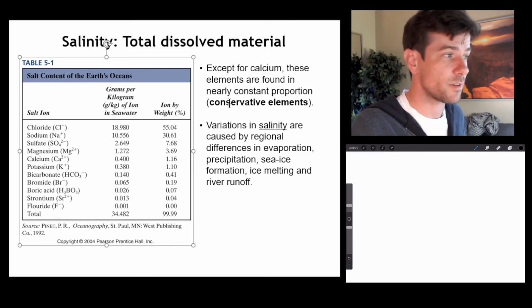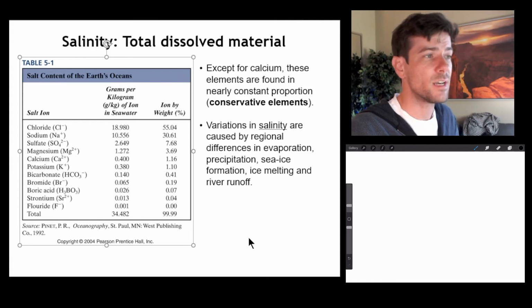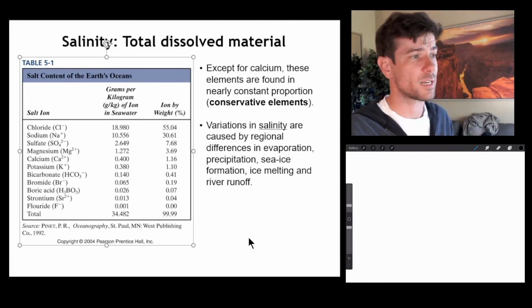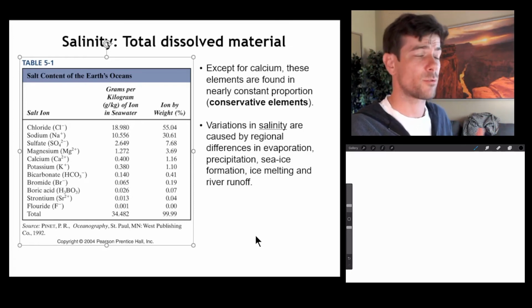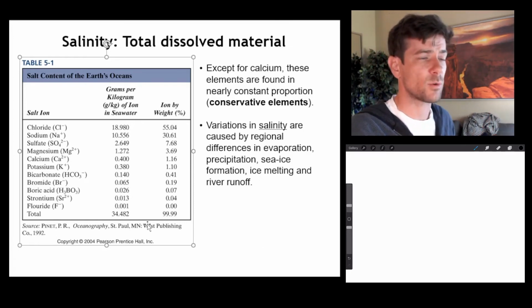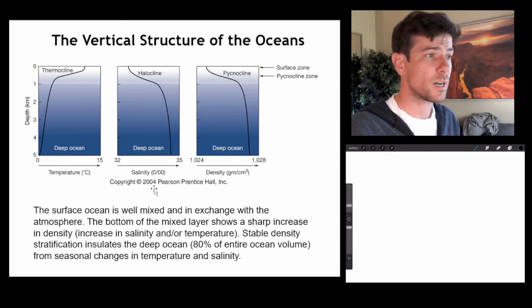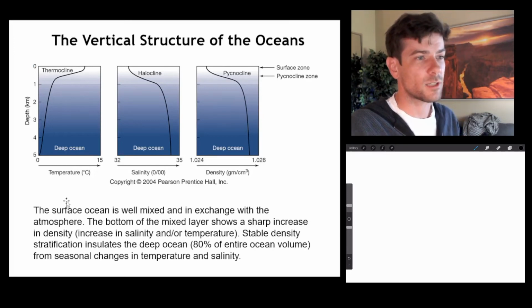Now that's different. There are non-conservative elements as well. Those are ones that are involved in biology. As you can imagine, up in the surface ocean where there's lots of light, any nutrients like nitrogen and phosphorus are going to be taken up by biological activity and incorporated into organic material. All right, and that organic material is then distributed through the water column in ways that we'll talk a lot about in subsequent lectures, and it has profound implications on carbon cycling on the planet. But these conservative elements are not involved in biology, and they're generally found in concentrations that look like this.